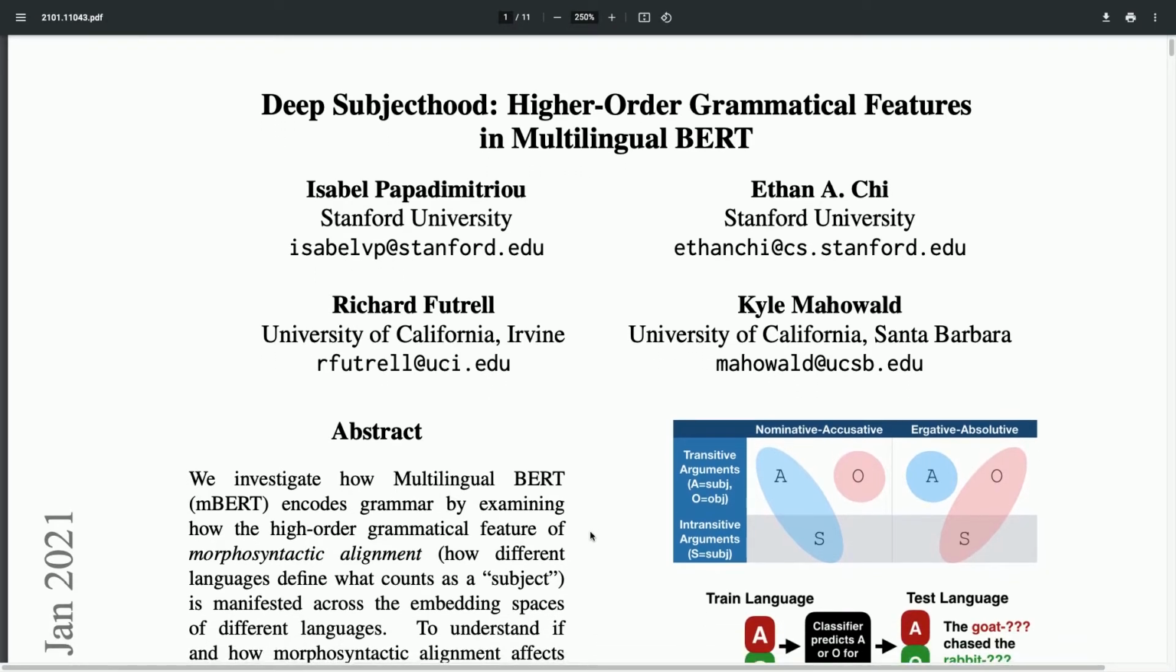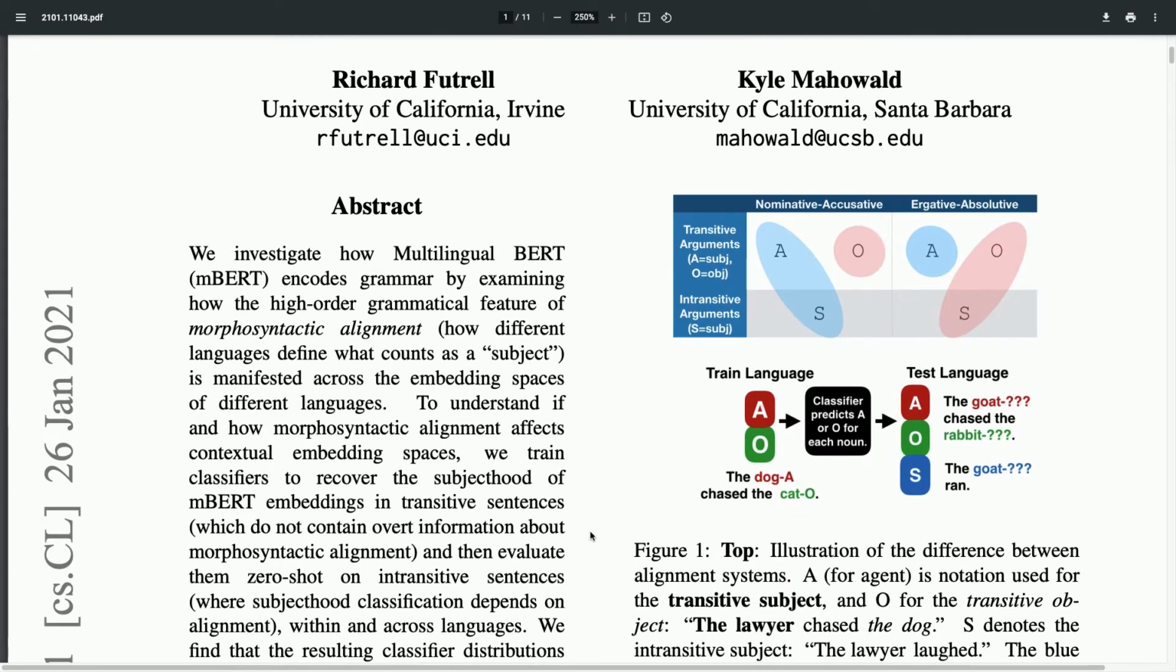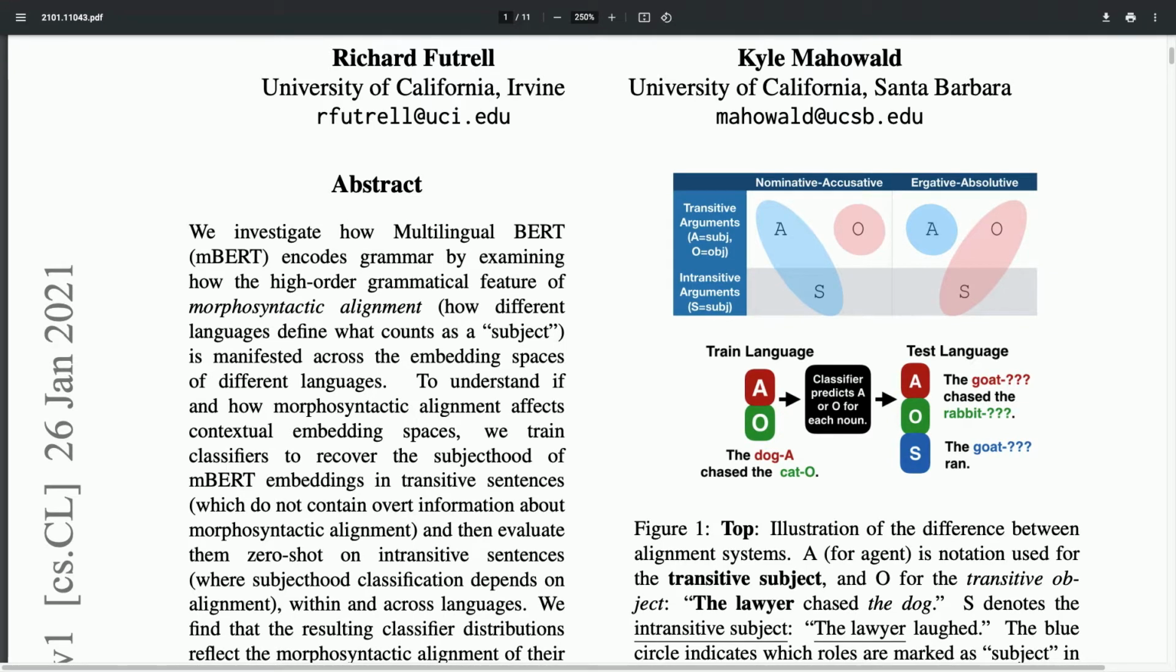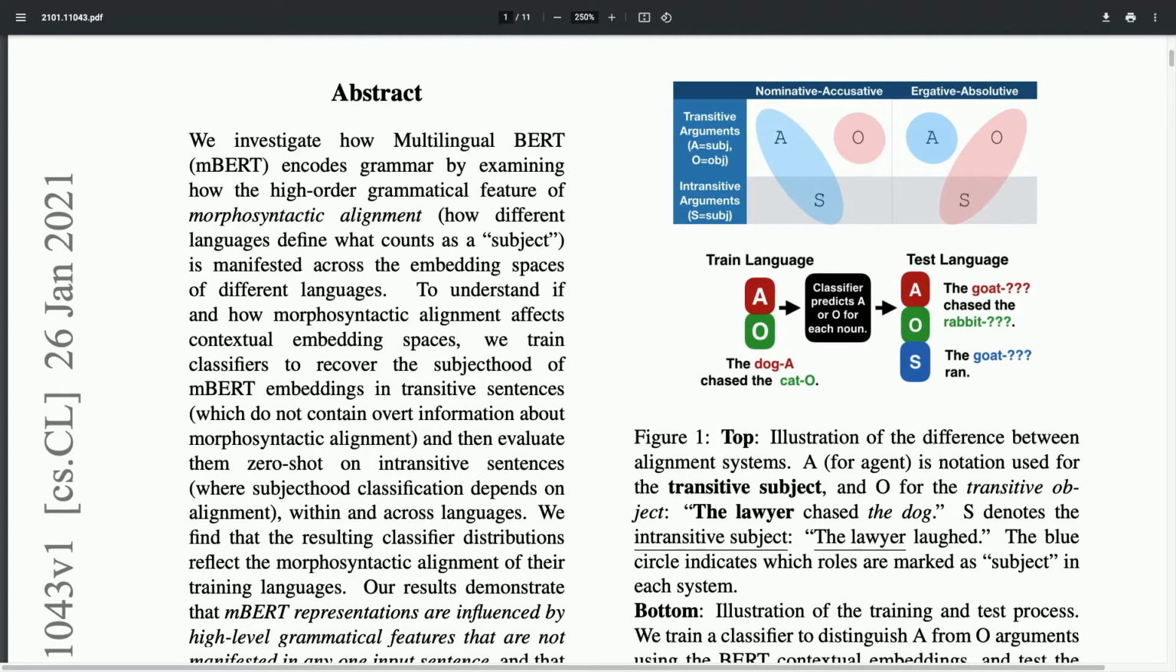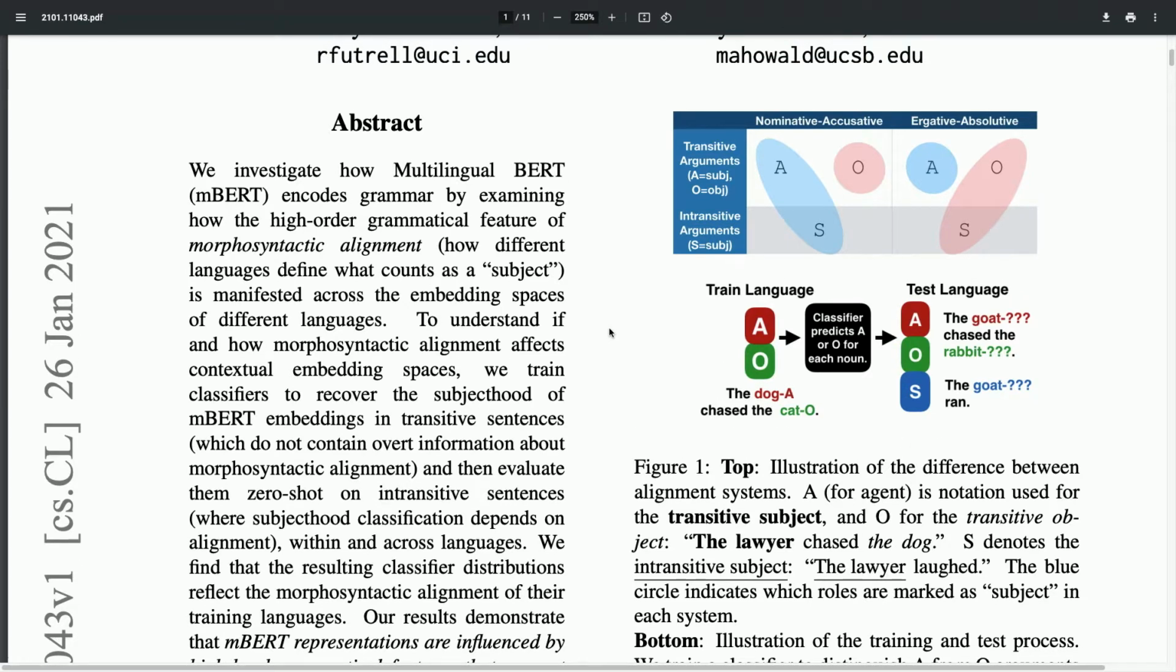Basically, the authors study some specific grammar concepts related to the alignment problem, where the goal is to figure out what is the subject and object of a sentence. For example, given a sentence like the dog chased the cat, in English it's easy to distinguish that the dog is the agent, the entity which is doing something, and the cat is the target within this sentence. And this is based on the order of the words in the sentence.